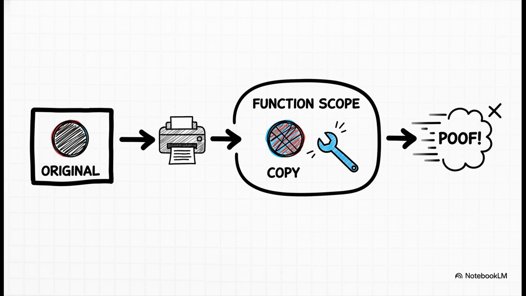They work on copies. It's called pass by value. So when you give a variable to a function, it doesn't get your original. It gets a photocopy. So look at this increment function. It takes x, it adds 1, but it's adding 1 to the photocopy. The original variable back in your main code, totally unchanged.